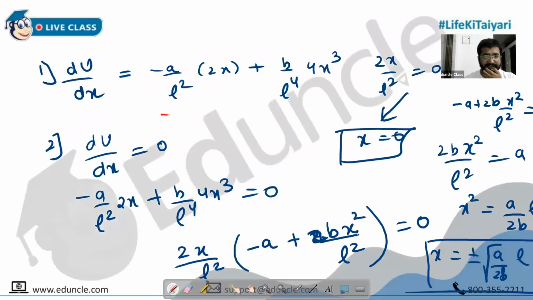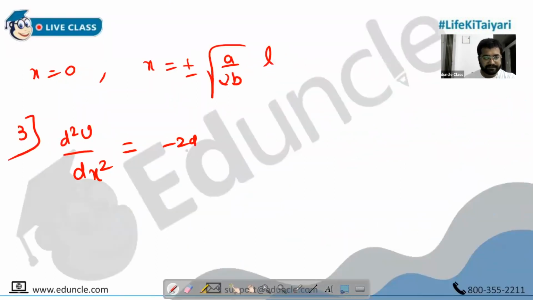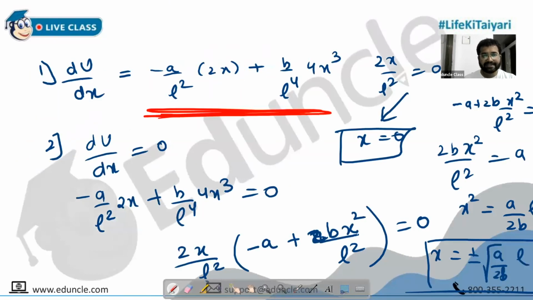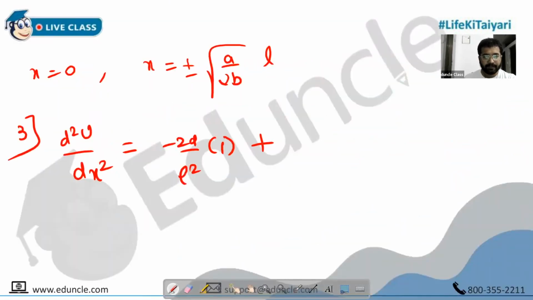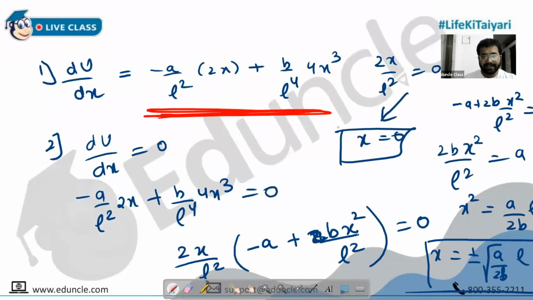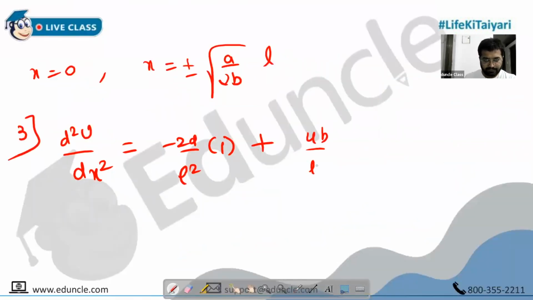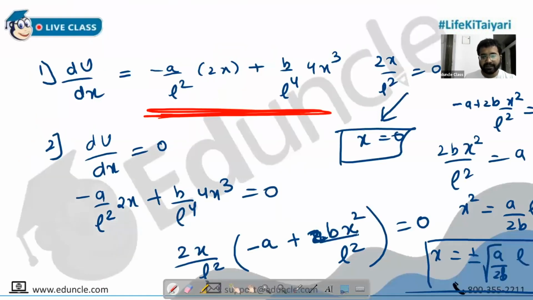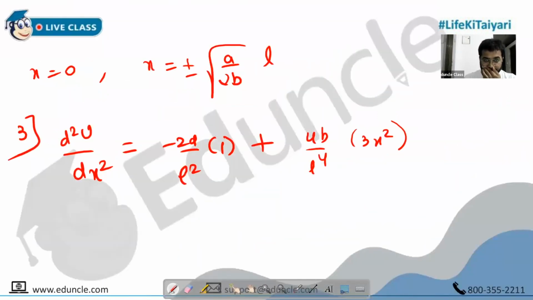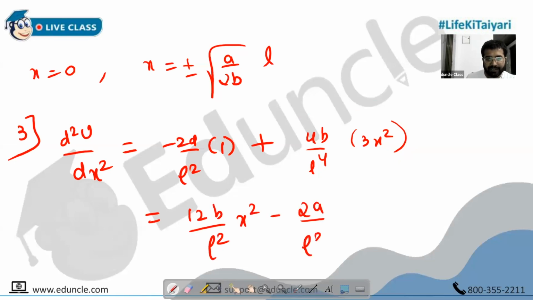Where is the first derivative? Here is the first derivative. Let's differentiate this. So minus 2a upon L square outside. Derivative of x, that is 1, plus 4b upon L raised to 4 outside. Derivative of x cube, that is 3x square. Okay, so we have got d square u upon dx square, which is given by, let's write the positive term first, 12b upon L square into x square minus 2a upon L square. This is d square u upon dx square.